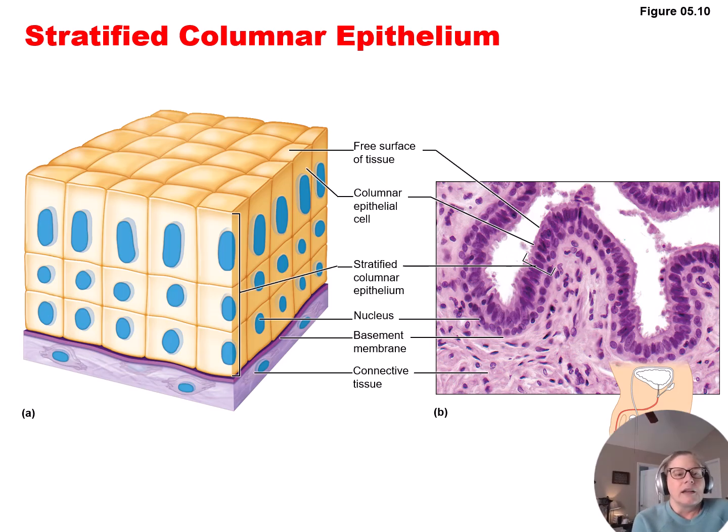Here we have stratified columnar epithelium. These are also pretty unusual to find in the human body. You don't have that many examples of them. But you can find them in the pharynx, which is part of your throat, in the male urethra, and lining some glandular ducts.